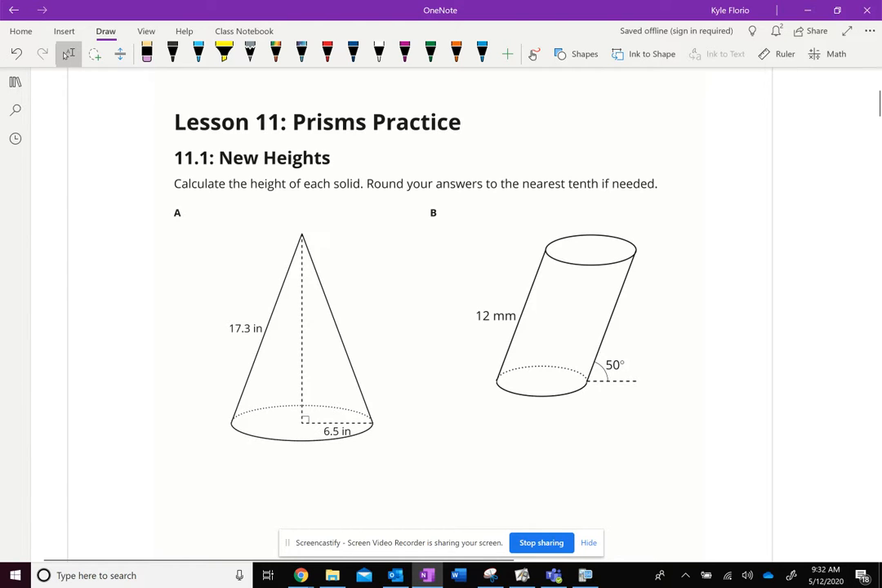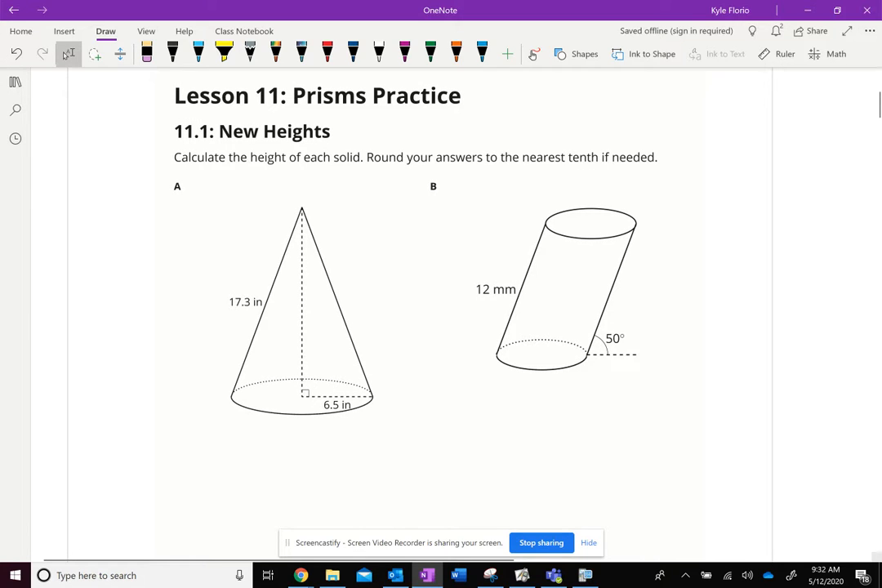So the warm-up 11.1, new heights. Calculate the height of each solid. Round your answer to the nearest tenth if needed. So we're just trying to find the height of these. So the first one, I just want to find the height, which would be the distance from the top with a perpendicular line down to the base. So that's what we're trying to find. And I'm recognizing that I know the base of this triangle is 6.5 and the hypotenuse is 17.3. So this right here forms a right triangle, and we could just use the Pythagorean theorem to find h.